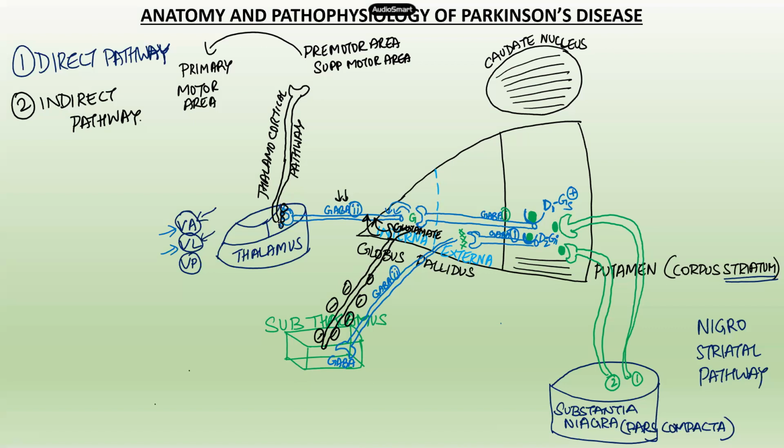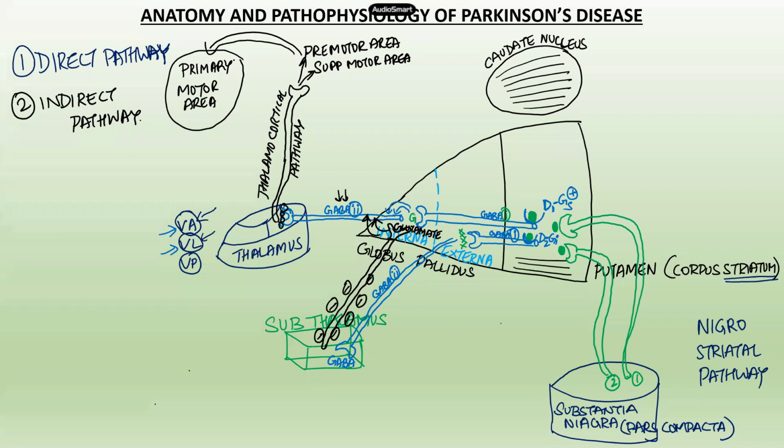And if it doesn't release GABA over here, that means this particular glutamate neuron now will fire relay impulses towards the premotor area and the supplementary motor area that will give impulses towards the primary motor area, and then again the initiation of movements and the movement pathway through the corticospinal tract commences.